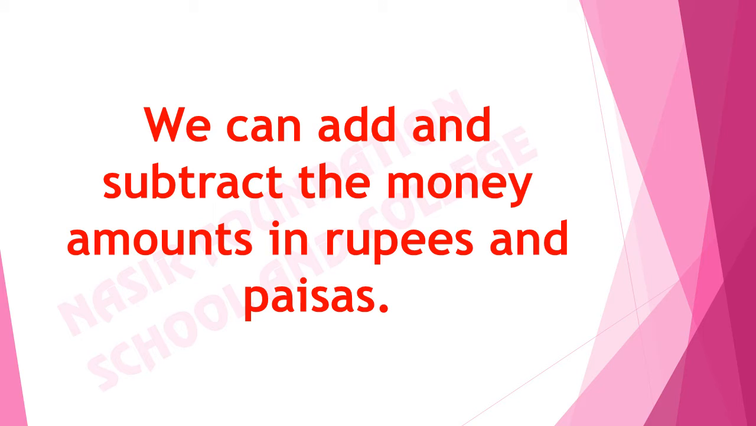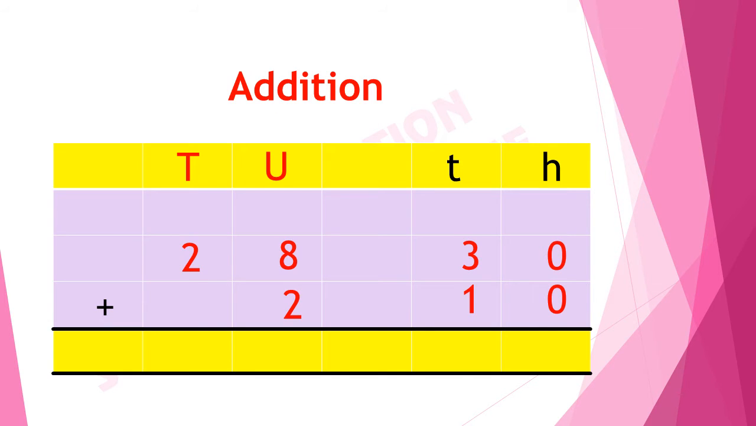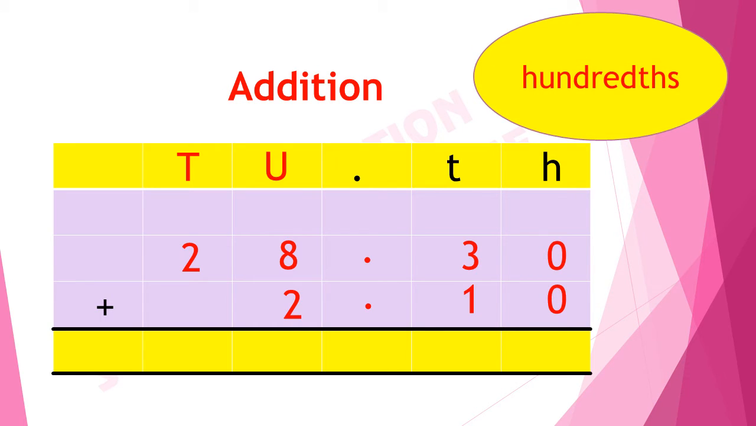We can add and subtract the money amounts in rupees and paisas. Now we will learn how to add money. There is a rupees column on the left side of the decimal and on the right side of the decimal there is a paisas column. Small t shows tenths and small h shows hundredths. Repeat it with me: hundredths. And on the left side of the decimal there is U. It denotes the units column. And T, the tens column.